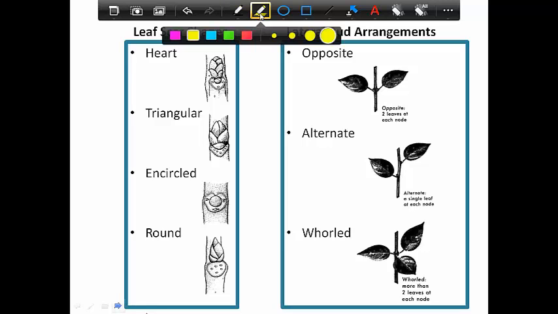I just want to point out the differences. Heart are heart-shaped, as you can see here. Maybe it'll work better if I color it in with a smaller pen here. It's this kind of heart-shaped little flat area below the bud. That's where the leaf was attached last season, as I said, and now the new bud is emerging on top of that. Triangular is what it sounds like. It's more of a triangle or a V shape below the new bud.